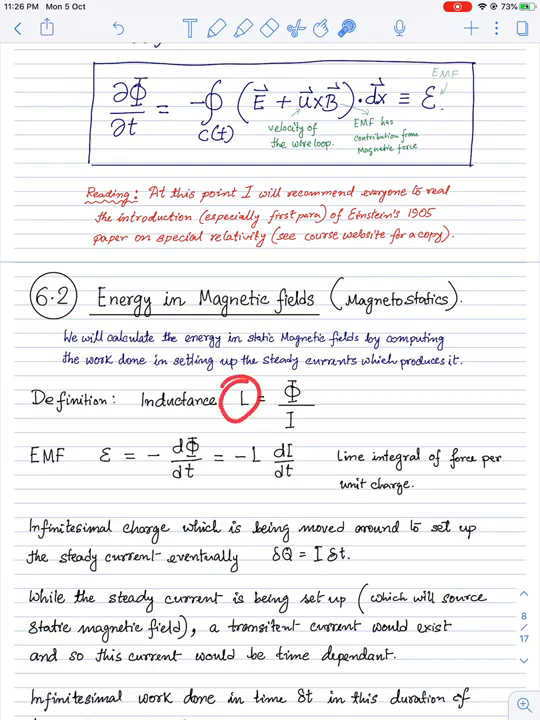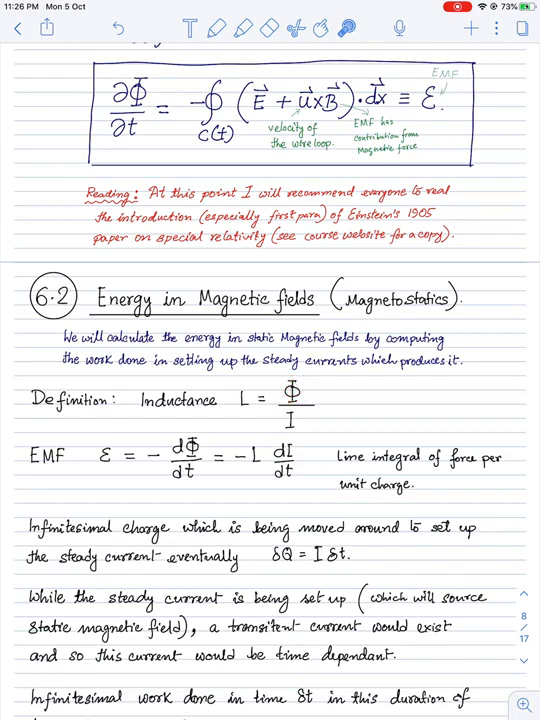Let's say there is a current-carrying wire, a wire of some material, and inductance is basically a property of a material which has charge carriers that can move around, and in which a steady current can be set up. That kind of material has this property which is called inductance.